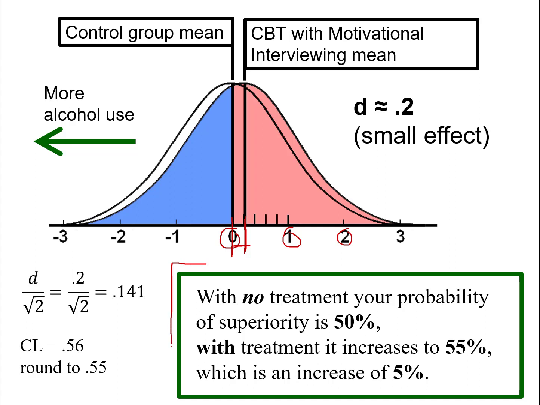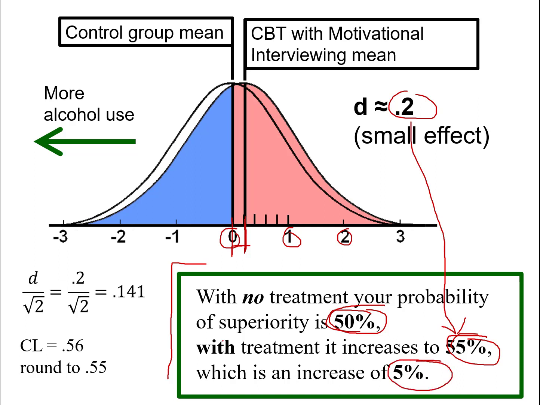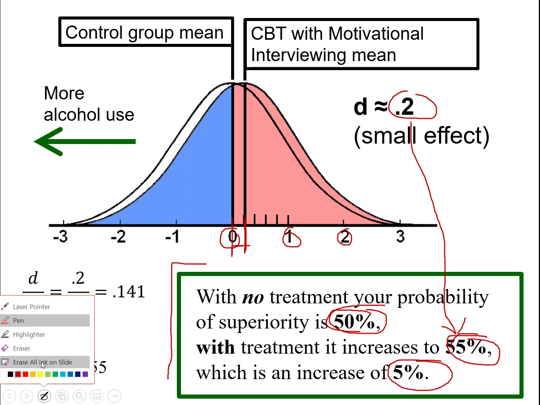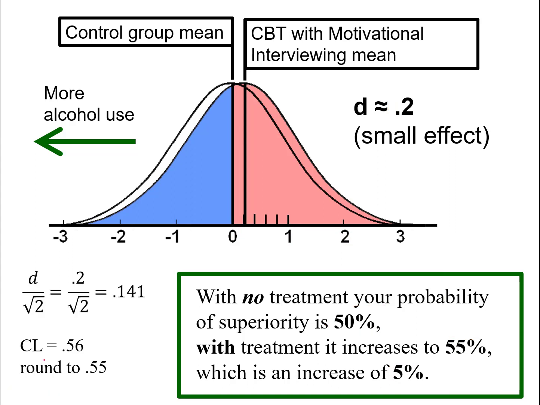And then down at the bottom, I have the blurb that gives information on our common language effect size. I say with no treatment, your probability of superiority is 50%, as always. With treatment, it increases to 55%. So with a d-statistic of 0.2, our probability of superiority is just 55%, which is an increase of 5%. Going from 50% to 55% is an increase of just 5%. So that's what a d-statistic of 0.2 looks like, the effectiveness of motivational interviewing as a treatment for alcohol use disorder.